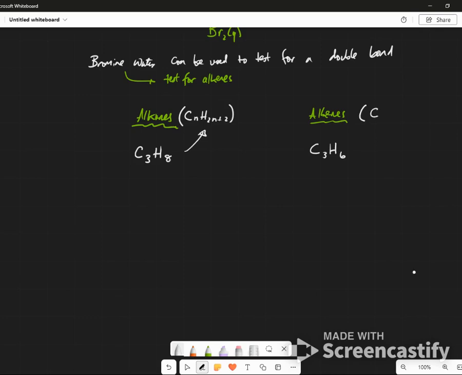This one is CnH2n. If it fits this one, it must be an alkene. So you should be able to tell alkanes and alkenes apart by their molecular formula.